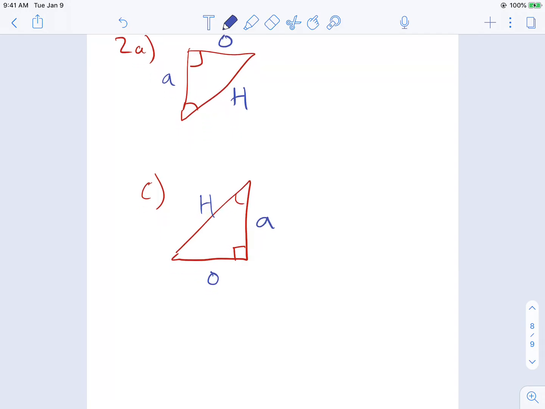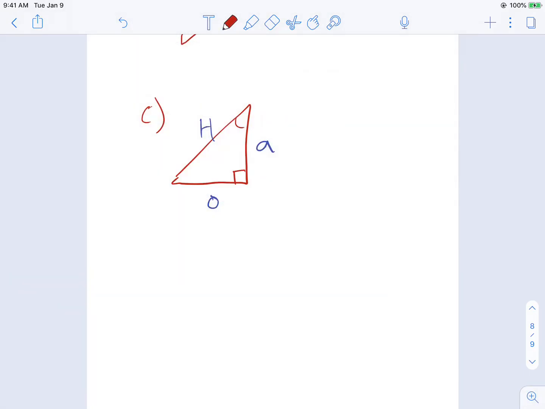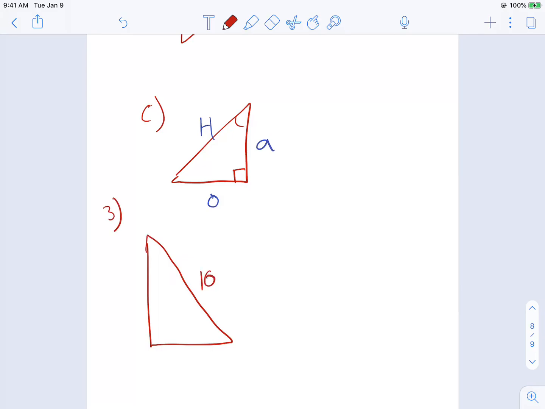Okay, now we have 3. This is going to give us a nice little chance to take a look at what we're going to be doing tomorrow when we're really going to need those calculators. So let's take a look at 3. We have a triangle like this. And we have 10.4, we have 8.6, and we have 5.8.